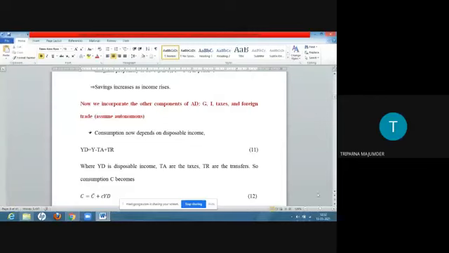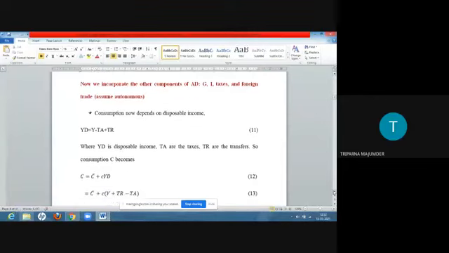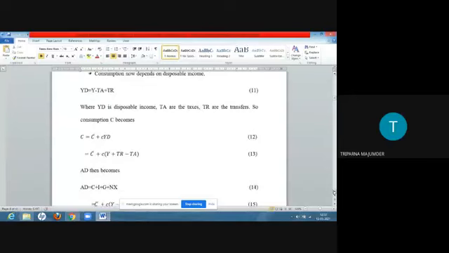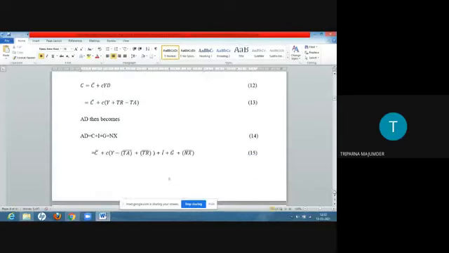So our consumption function changes a bit. Now the consumption function is no longer dependent only on income but on disposable income. So we can write C is equal to C bar plus marginal propensity to consume into disposable income. Now that is equal to C bar plus C into Y plus TR minus TA. Now, aggregate demand now becomes what?